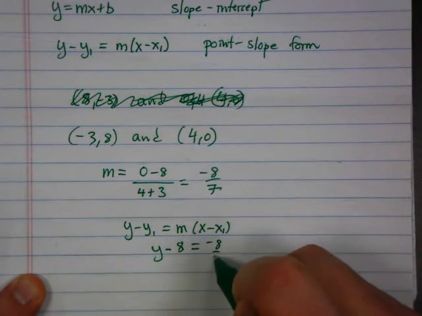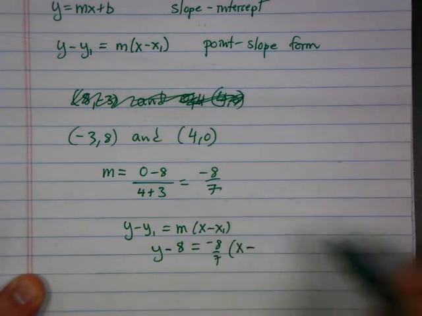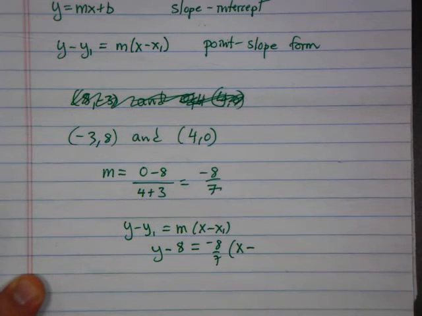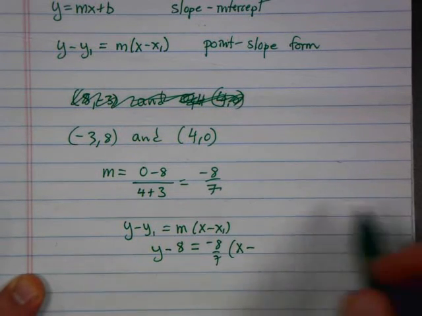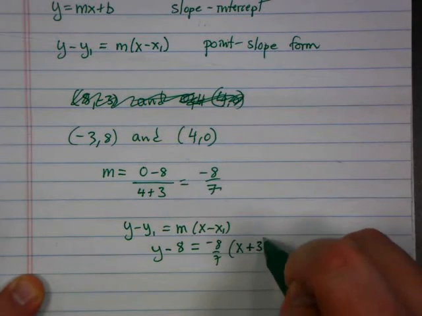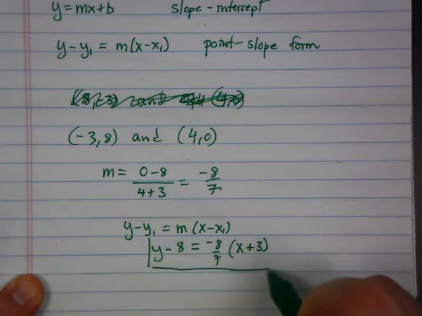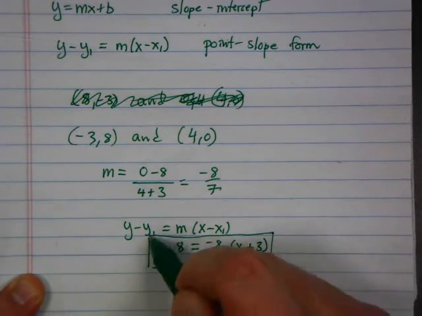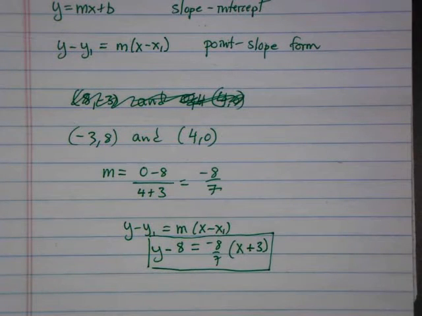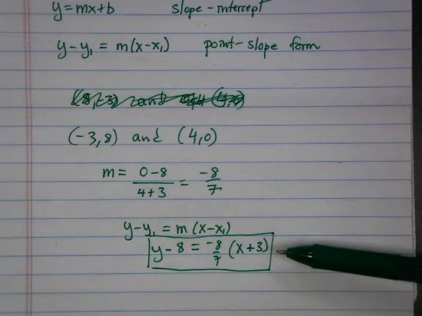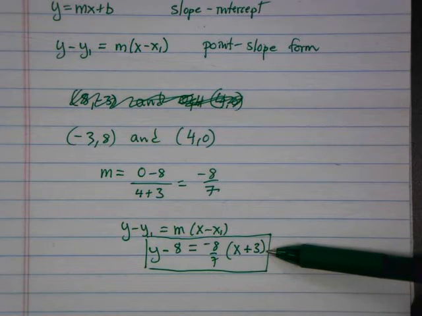Negative 8 over 7 times x minus negative 3. So instead of x minus negative 3, I'm going to write it as x plus 3. There's my answer. I didn't see anybody tell me I had to simplify. Simplify? You're not in charge, I am. That's the advantage of using this technique. If you use this technique, this is a perfectly acceptable answer. You don't need to simplify.